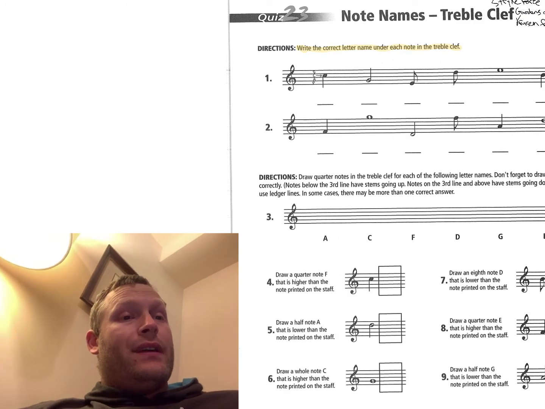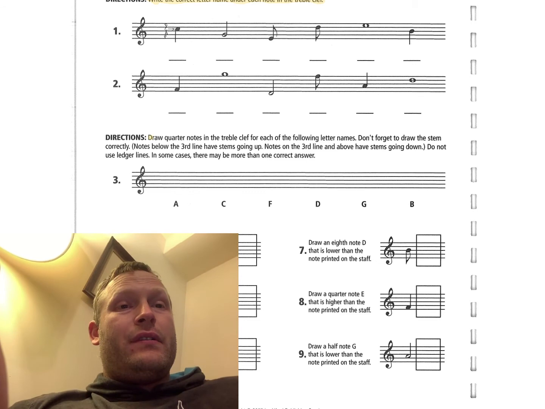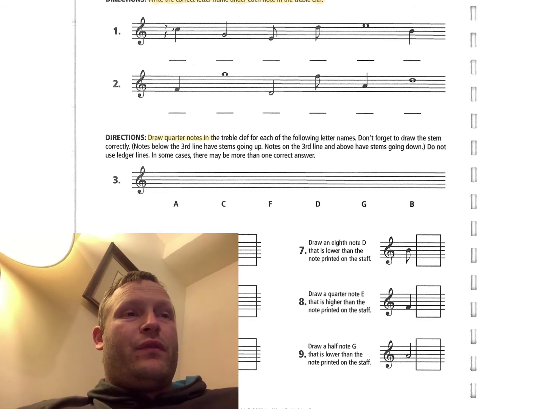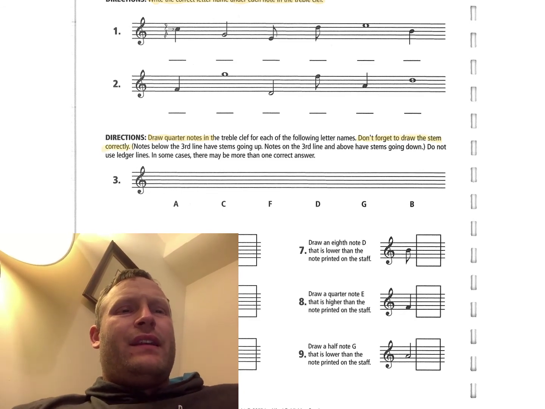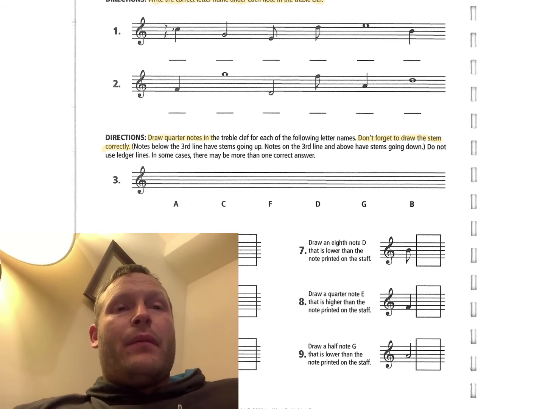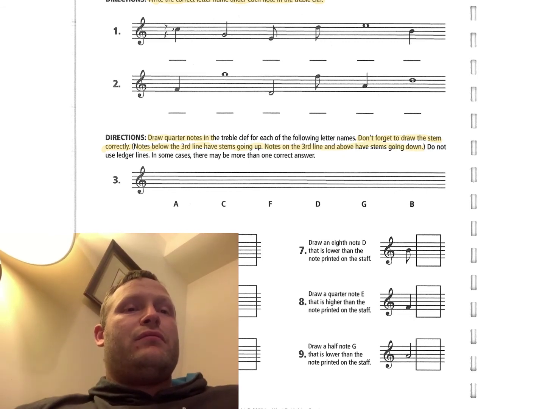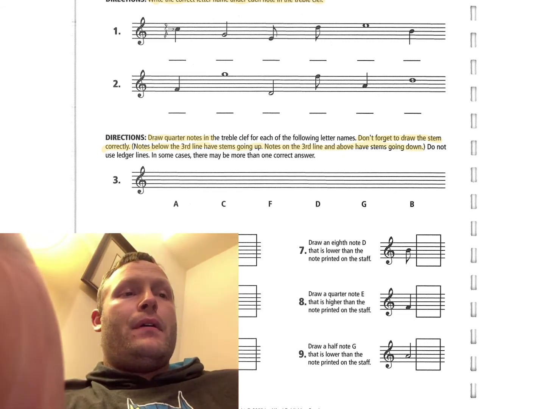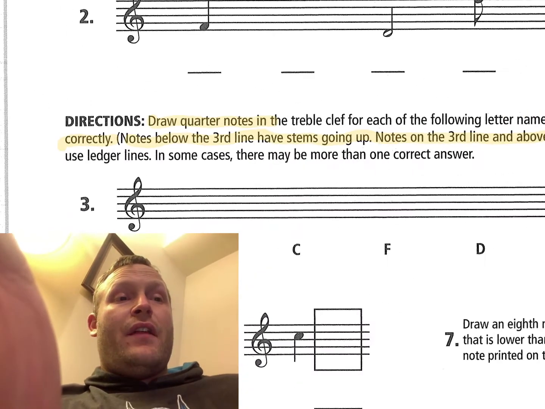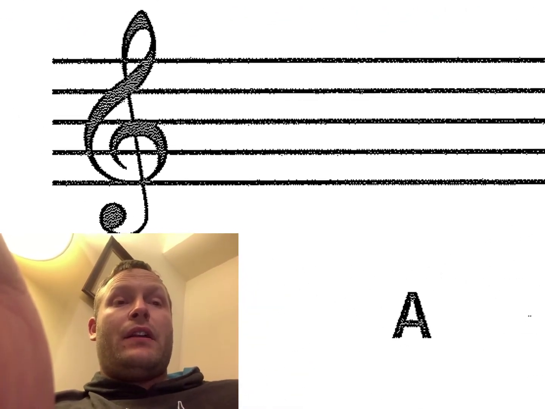Now, the next section. It says, this is important. Draw quarter notes for the following names. Oh, it says, don't forget to draw the stem correctly. That's something we don't really talk a lot about because we normally do stem up. But there's a little clue here that tells you how to do it, and I might show you real quick. Do not use ledger lines. And in some cases, there may be more than one correct answer.